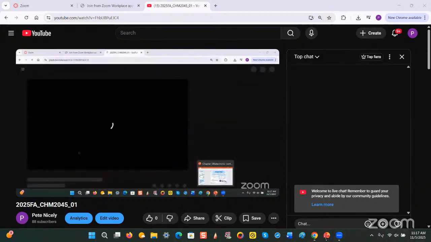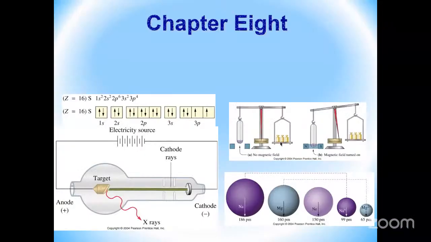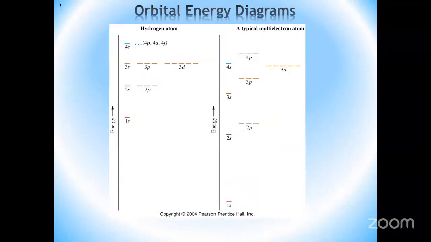All right. So we're in business here. So chapter 8. First thing we're going to talk about is how the orbitals are arranged in the atom in terms of their energies. Hold on one minute. So I want us to start off with looking at what we have here on the screen.